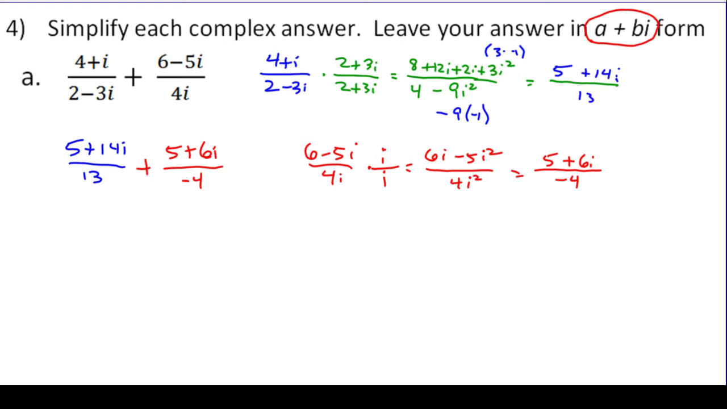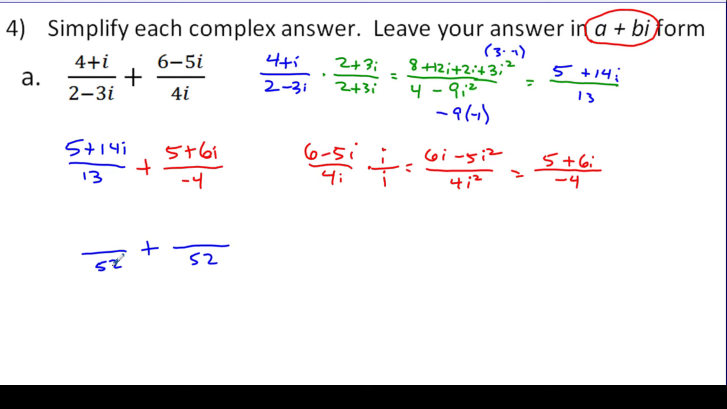All right, so here's what we're going to do. We're going to turn these into a common denominator. If I want to add together two fractions, and these are both fractions, I need a common denominator. My common denominator for 13 and negative 4, I'm just going to tell you, is 52, which is just 13 times 4. That's the smallest common multiple that 13 and 4 share. If you don't believe me, 13 and 4 multiply to 52.